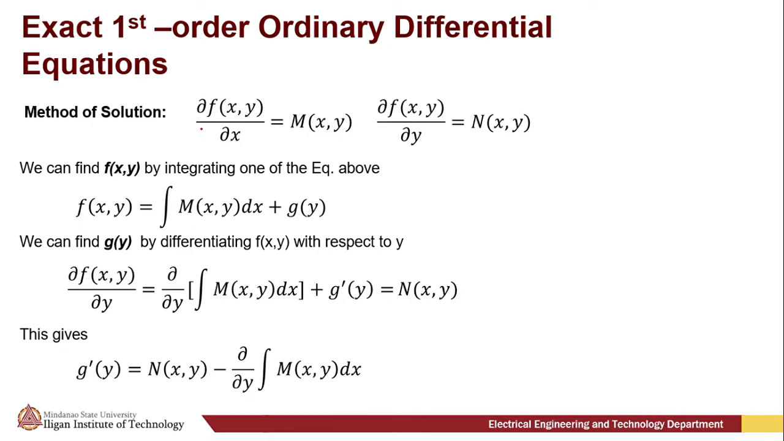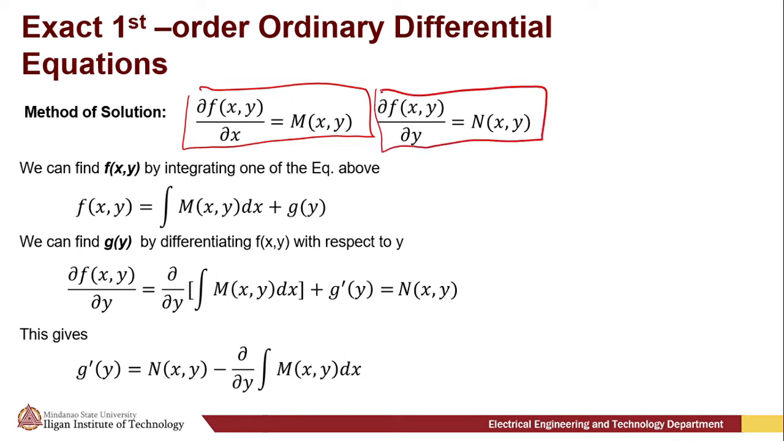Since we have an exact differential equation, we can use this assumption. We assume that the partial derivative of f(x,y) with respect to x is equal to M(x,y) and the partial derivative of f(x,y) with respect to y is equal to N(x,y). We can use either of these two. So we can find our solution f(x,y) by integrating one of the equations above. We can start by using this equation.